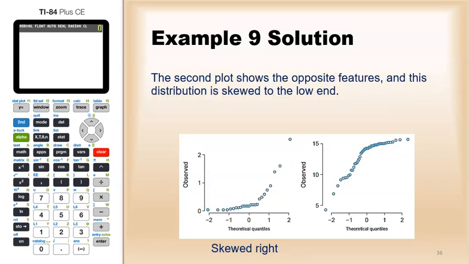On the other hand, the second plot has the opposite features, where there's a lot of data at the high end, not so much on the low end. This is what you would expect to see from a graph that is skewed left.